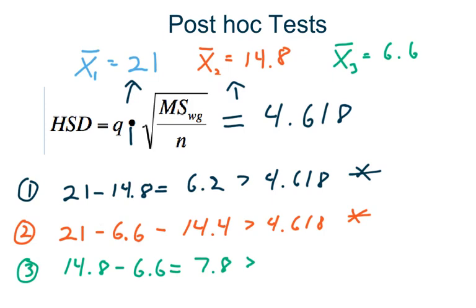7.8 is also larger than 4.618. Therefore, that is also significant. Making it optional results in fewer completions than when it's offered for extra credit. So now we have finally completed our ANOVA start to finish.